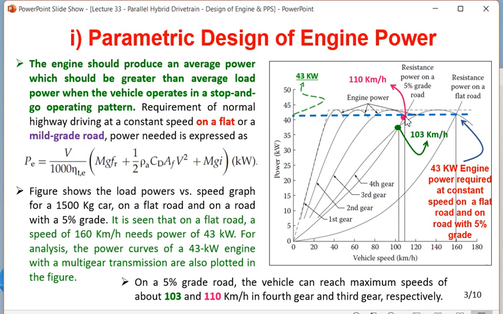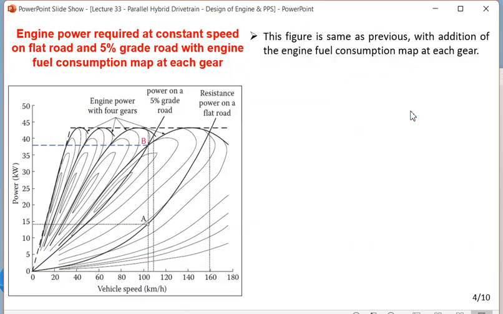So this point is nothing but on a 5% grade. Here the maximum speed is 110 km per hour, and in case of fourth gear, it is around 160 km per hour. So it is seen that on a flat road, a speed of 160 km per hour will be produced by 43 kilowatt. But whenever it is on a steep 5% grade, at that time by the same 43 kilowatt, only 110 km per hour speed will be produced. So these are the things which are very important.